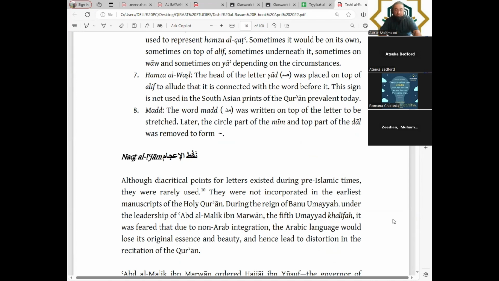Number 8, Mad. The word Mad was written on top of the letter to be stretched. Later, the circle part of the meem and top part of the dal was removed to form, I forget the name of that sign.